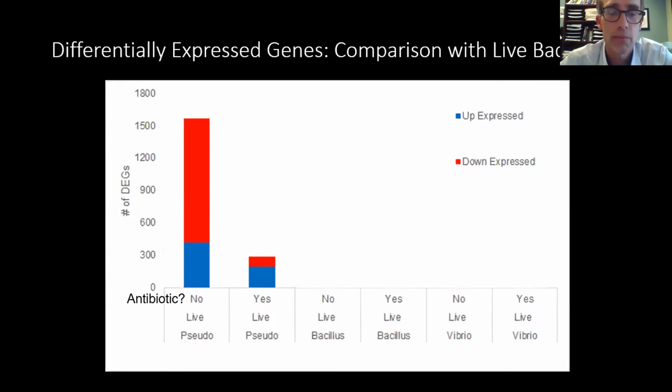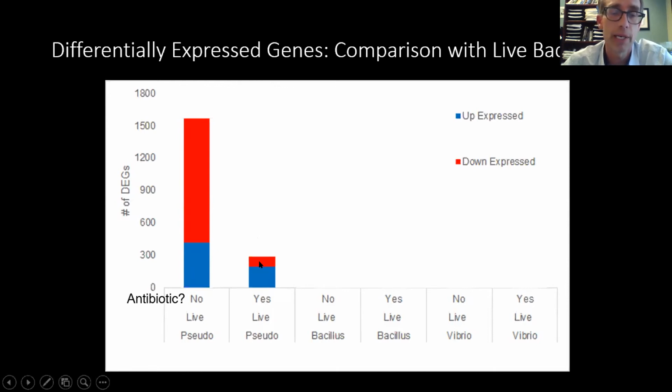And so here I'm just showing some plots of how many differentially expressed genes there are. These were using a log2 fold change of 1.5 and an FDR of 0.05. And we can see that the number of differentially expressed genes is dramatically different depending on whether antibiotic was used or not. So these are those with their native microbial community. We see a huge number of differentially expressed genes, more than 1,500, a majority of which are actually down-expressed whenever they're exposed, in this case, to the Pseudoalteromonas species. Whereas if we remove the native microbial community, we see many fewer differentially expressed genes, and many fewer downregulated.